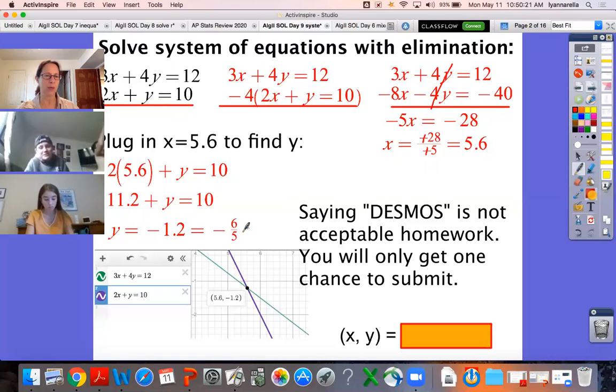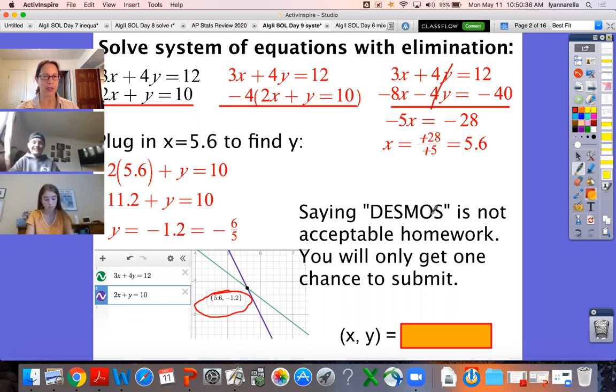So I said, okay, so if x is 5.6, 2 times 5.6 plus y equals 10, and I got y equals -1.2 or -6/5. I went to Desmos and I graphed both of the equations, the 2 original equations, and right there it shows me where they connect. And that is the solution we just found, but you cannot use Desmos.